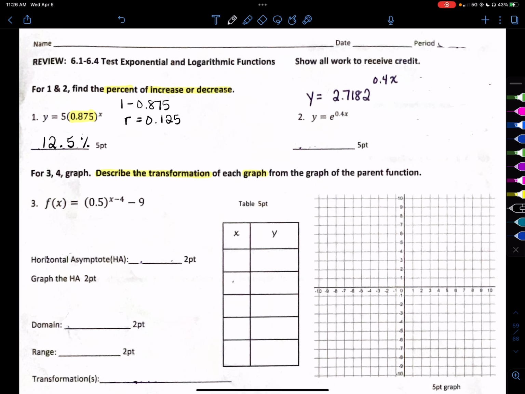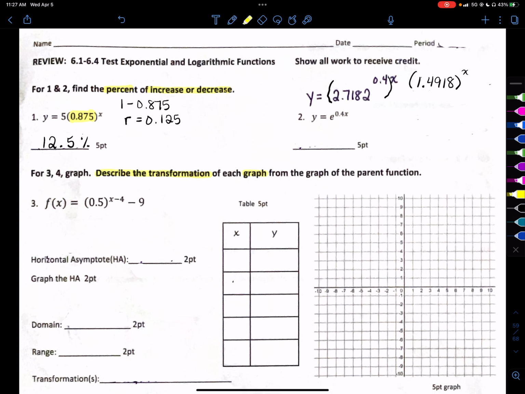All right, over to number 2. On this one, if you are comfortable with e to the 0.4 times x, you can do that. If not, replace e with its estimated equivalent value, 2.7182. We are going to simplify the base with the exponent. So 2.7182 to the power of 0.4 will give us 1.4918, 4 places after the decimal please, to the power of x.